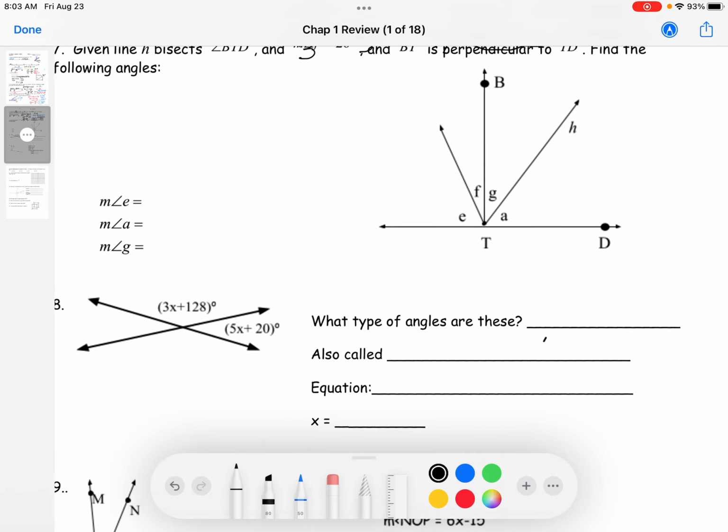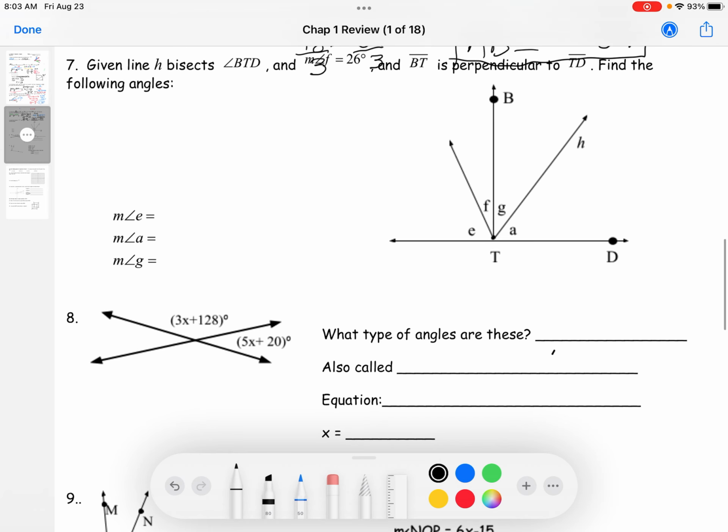Okay, so looking at number 7. Okay, let me erase some of these extra markings up here. Take away the 3s. Because we can see the problem here. Okay, so it says, given that H bisects, if you remember bisects means to cut in half. H bisects BTD. Okay, I'm going to highlight or actually just outline BTD in red. Okay, this is BTD.